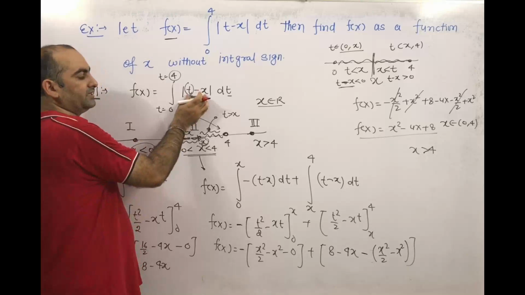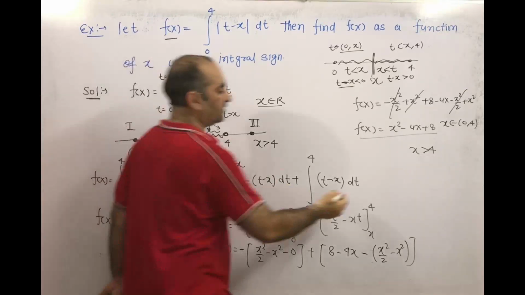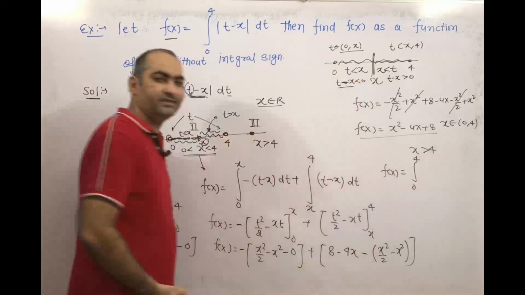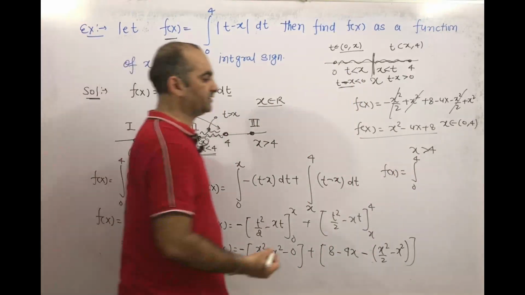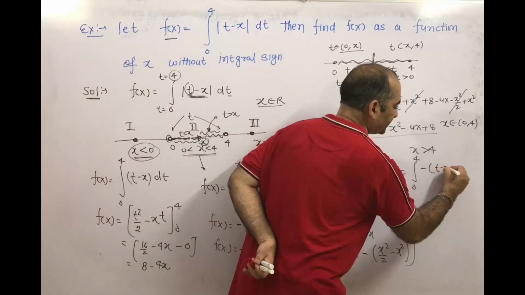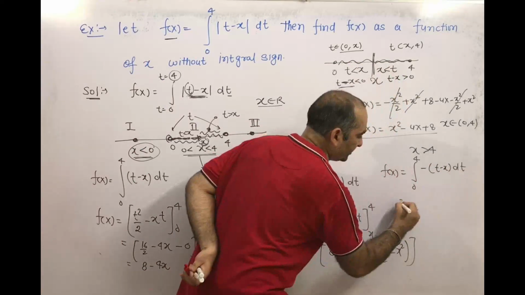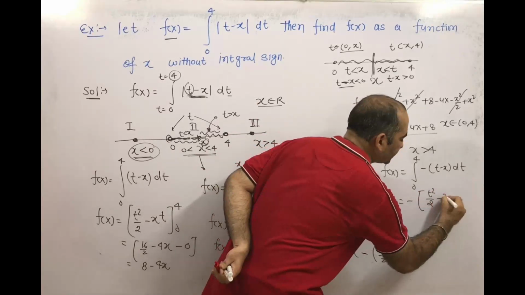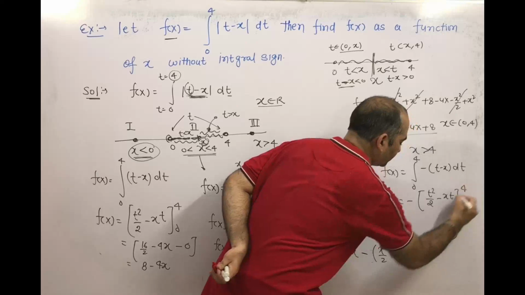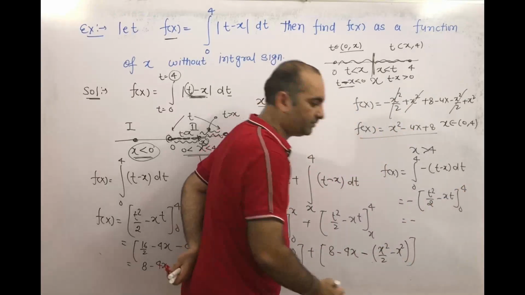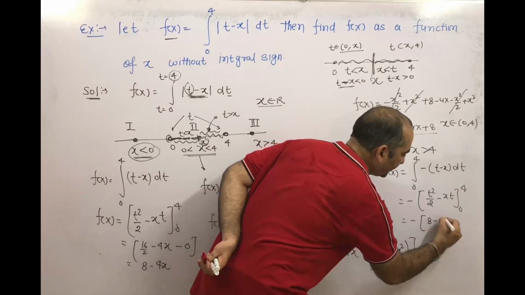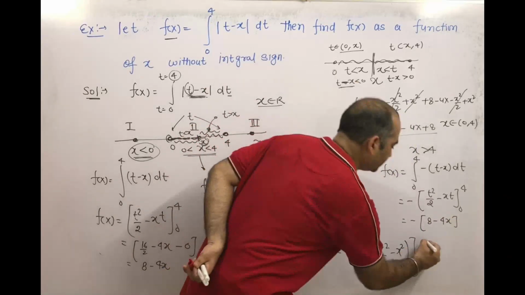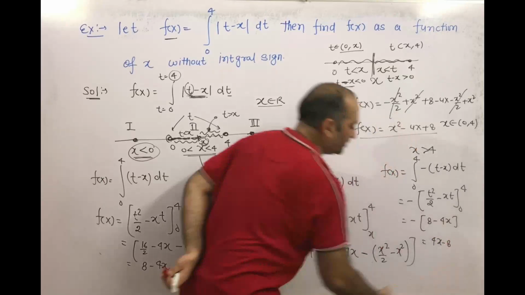So in this case the function is negative, so f(x) is from 0 to 4, and the inside quantity is negative, so we have to multiply by minus, so it will be minus of the integral of t minus x dt. Minus outside, if I integrate, t square by 2 minus xt, 0 to 4. So minus, if I put 4 here, 16 by 2 is 8 minus 4x. If you put 0, 0 will come. So this will come 4x minus 8.